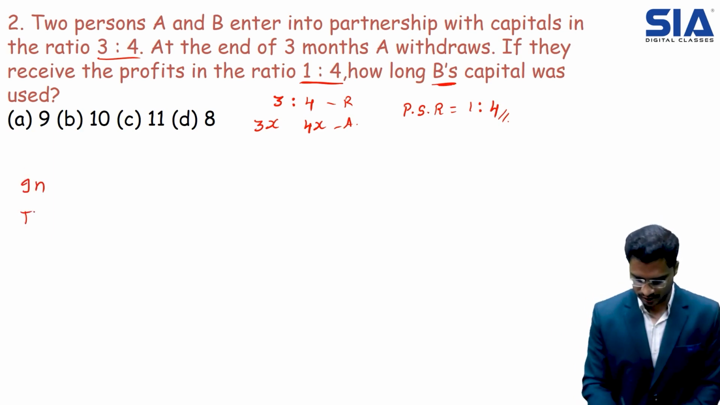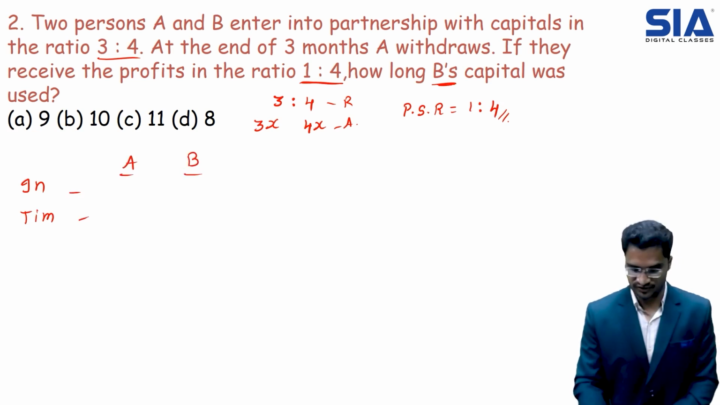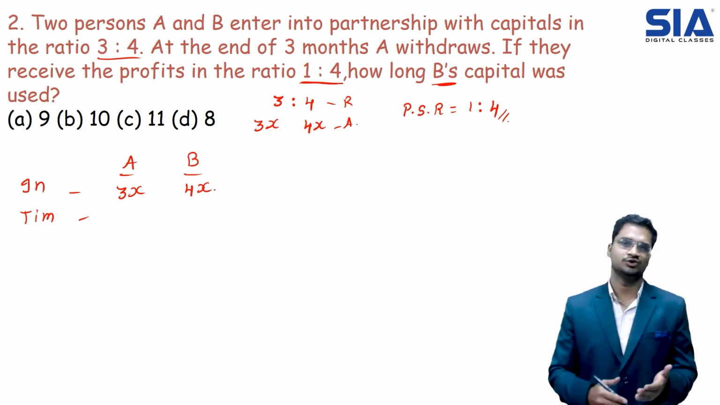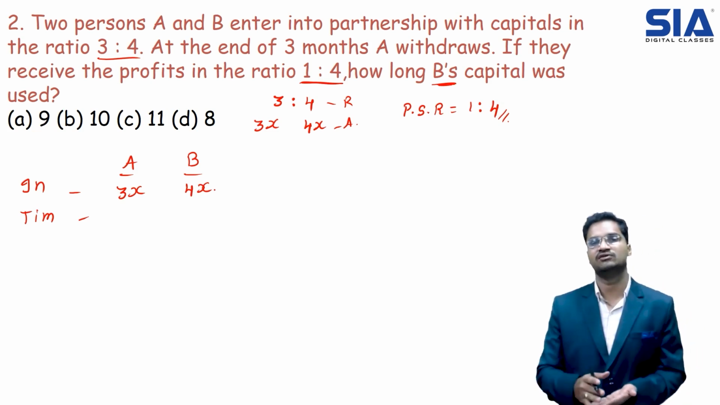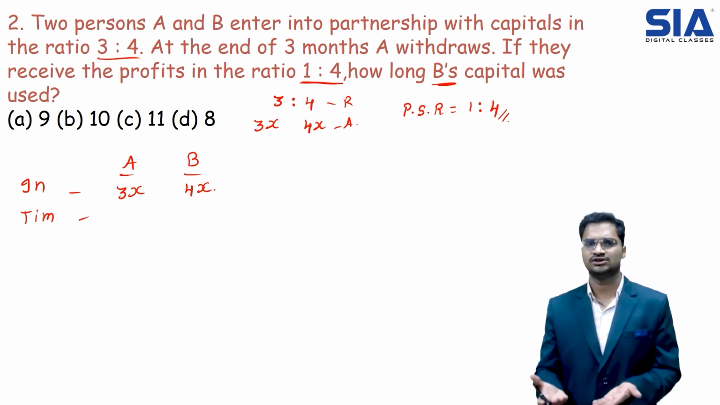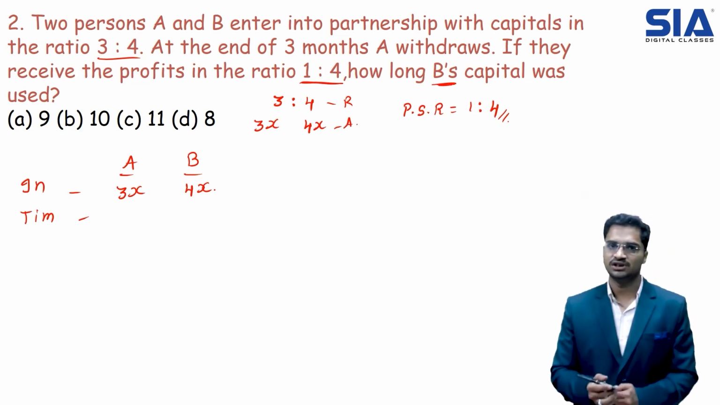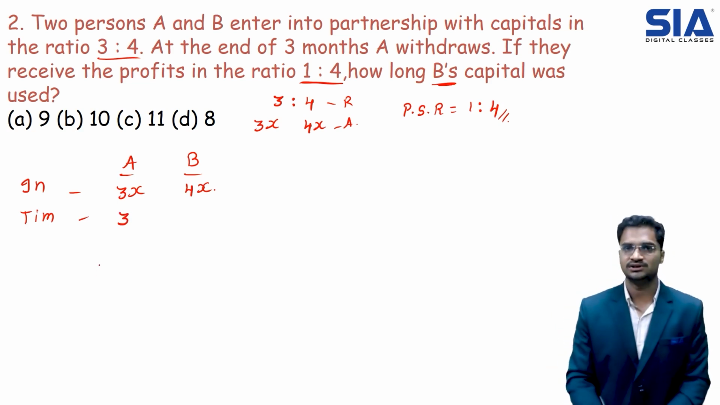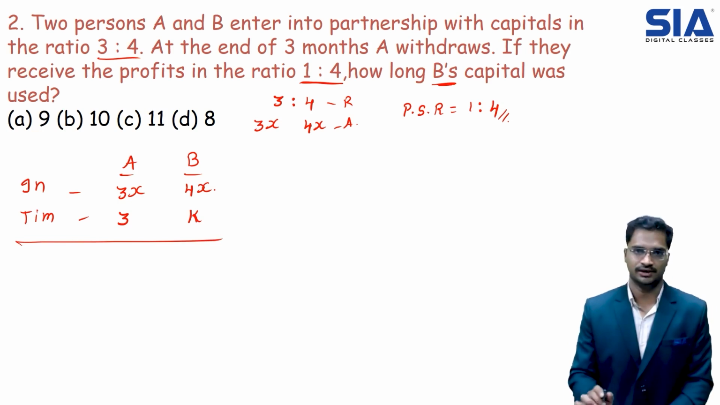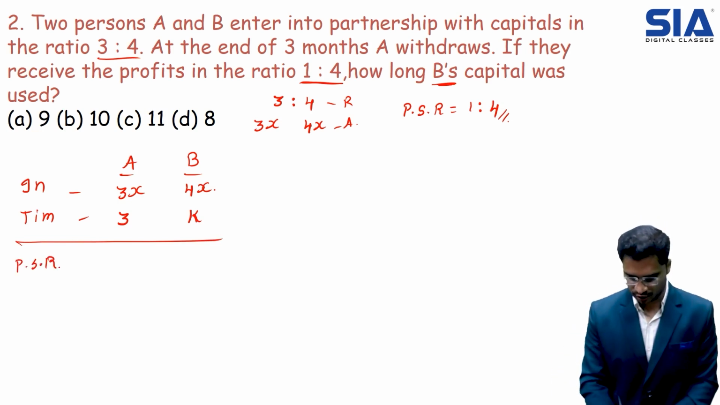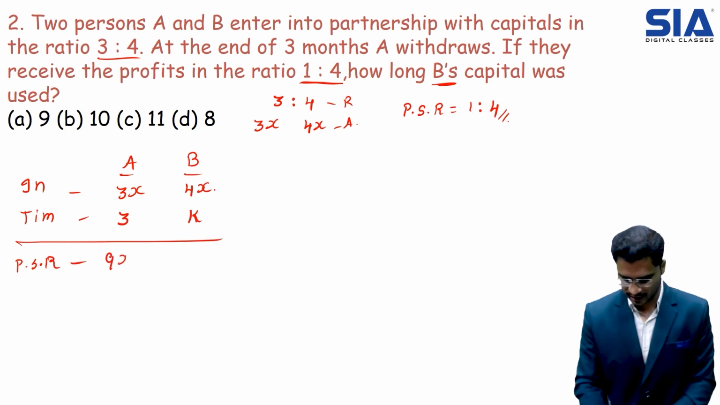So first of all, let us solve this particular value. Investment into time. The investment of A is 3x and the investment of B is 4x. You can assume the investment of A is 3 rupees and of B is 4 rupees; 3x and 4x or 3 rupees and 4 rupees, anything is okay. Then time period: A is staying in the business for only 3 months. But for B, we don't know how many months he is staying, so let us keep the value as k. Now the profit sharing ratio according to our solving is 3 threes are 9x ratio 4x multiplied by k.